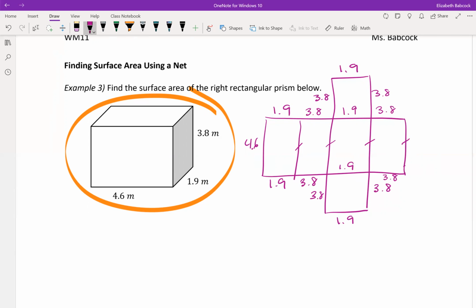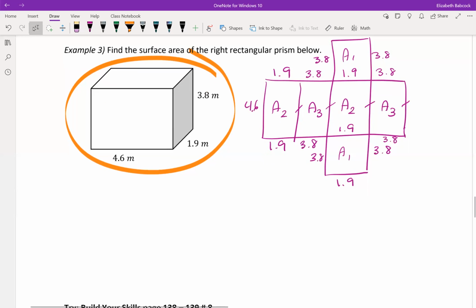If we look at it, we have this one and this one that are the same, so we can call that area 1. We have this one and this one that are the same, we can call that area 2. And then we have this one and this one that are the same as well, and we can call those area 3. What this does is it allows us to identify the sides and treat them each as their own rectangles. Identifying the area of a rectangle is easy.